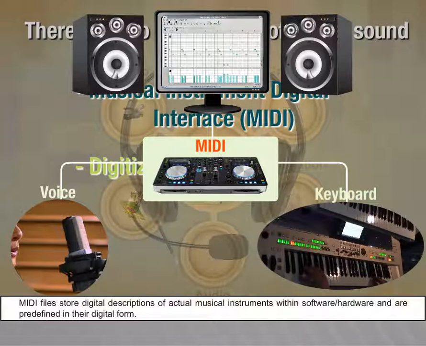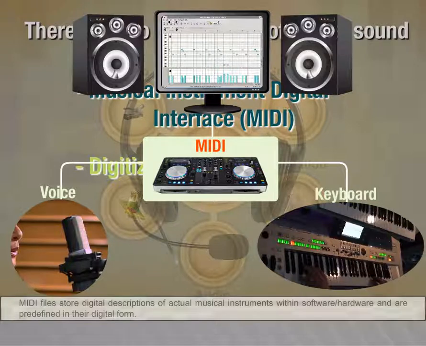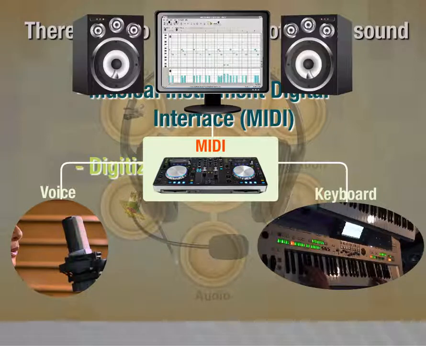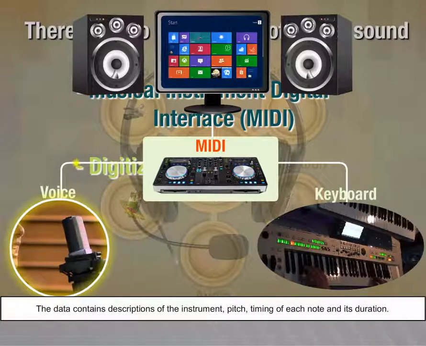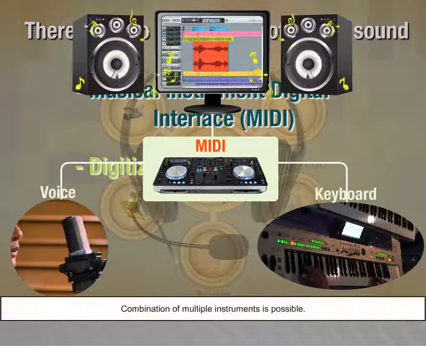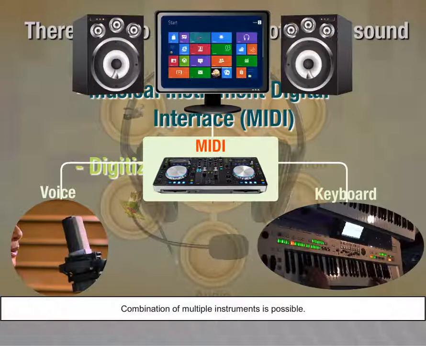MIDI files store digital descriptions of actual musical instruments within software or hardware and are predefined in their digital form. MIDI does not store real-world sounds. The data contains descriptions of the instrument, pitch, timing of each note and its duration. Combination of multiple instruments is possible.